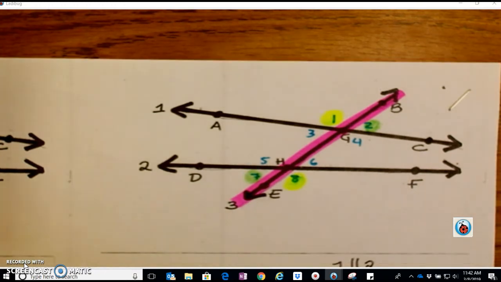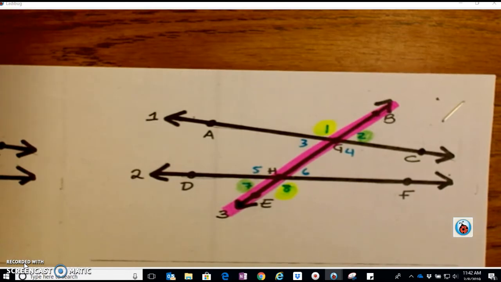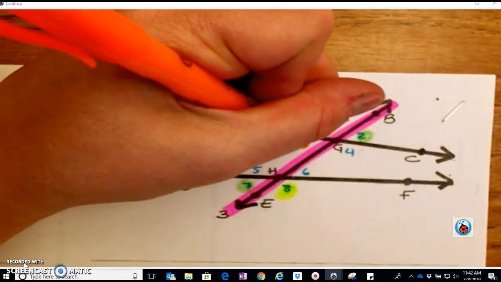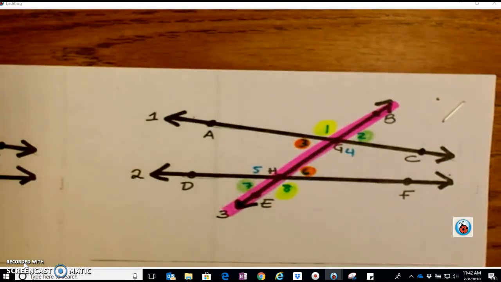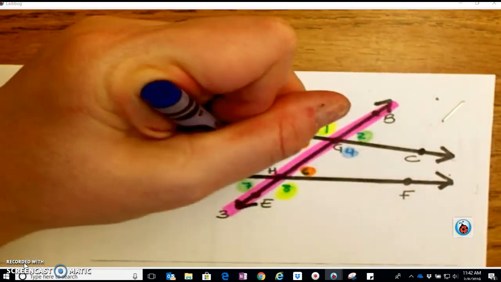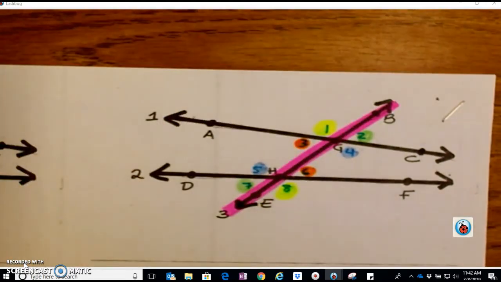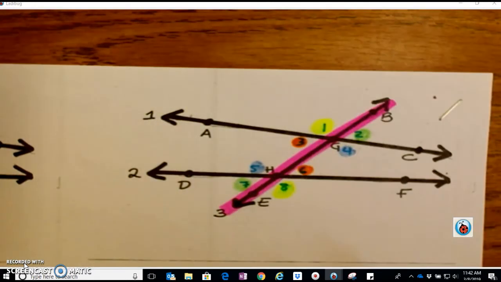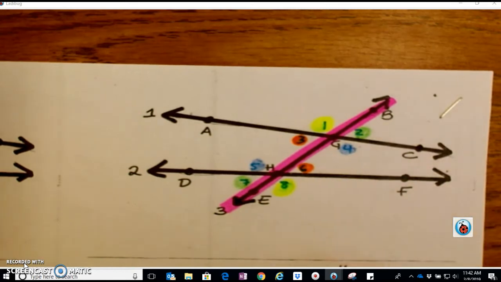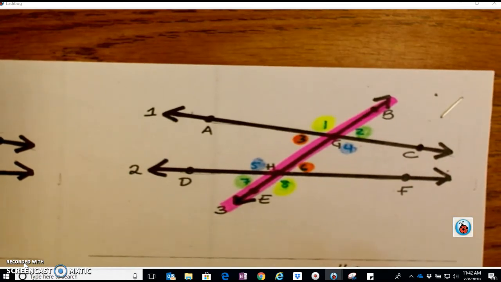Now, the inside angles are 3, 4, 5, and 6, the interior. So we have angle 3 and its alternate interior is angle 6. And then angle 4 and angle 5 are also alternate interior angles. All right, so those are the definitions and how we would look at those in those locations. The other thing, and I'm going to highlight it in orange.